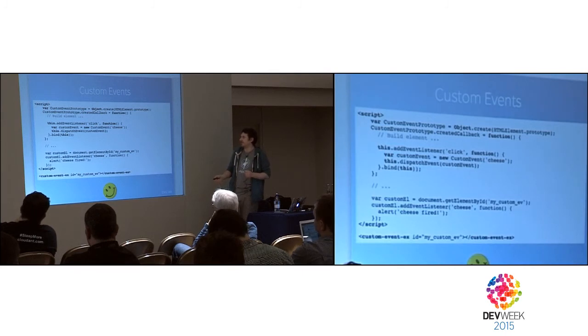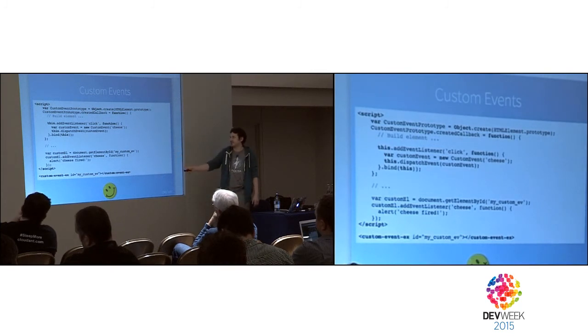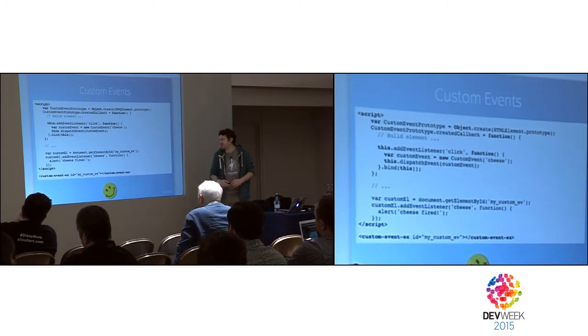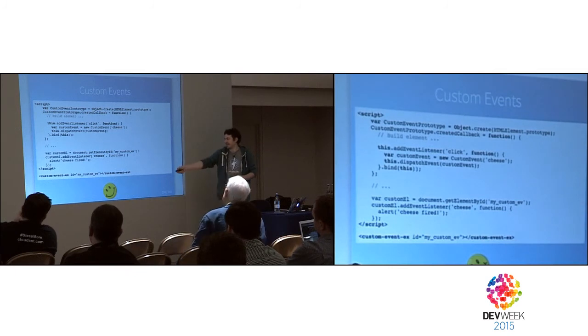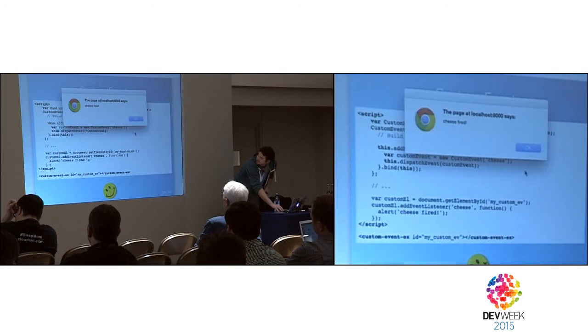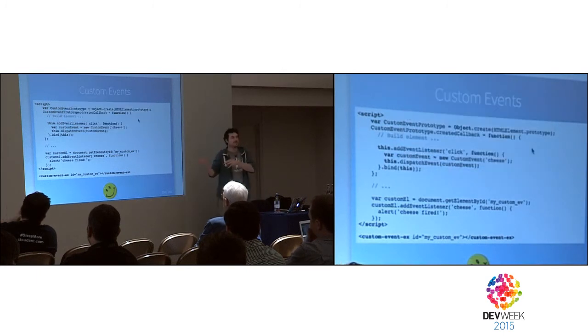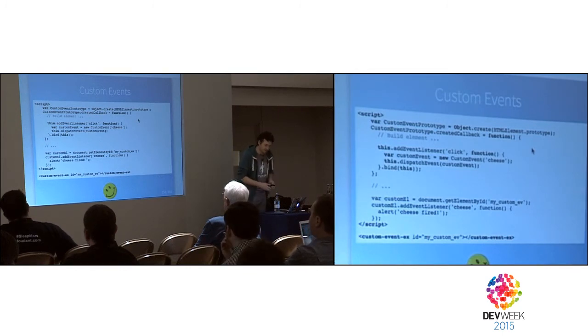Then completely outside of this, in a separate script tag, I can get that element. I can add an event listener for the cheese event. And then I can say cheese fired, because that's what you do with cheese. And then this is obviously how I define it and use it. So when I click on it, I'm getting cheese fired. So we can create those custom events and use them within our app, outside of the element.